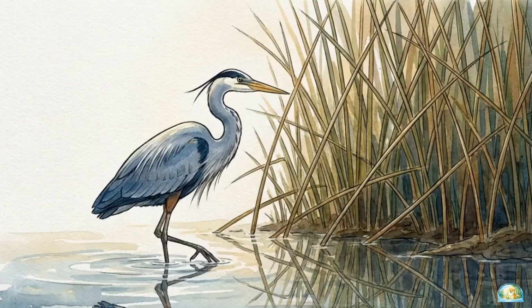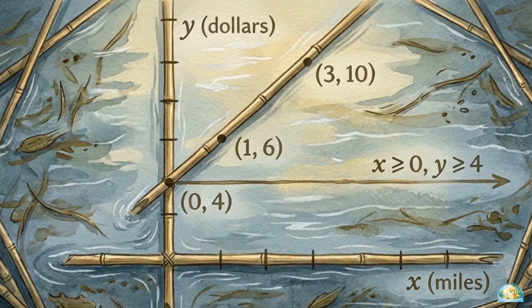Graph the taxi model y equals 2x plus 4 for x greater than or equal to 0, and label the axes for miles and dollars. Use x for miles on the horizontal axis and y for dollars on the vertical axis. Plot points like (0, 4), (1, 6), and (3, 10). Draw the ray through the points only for x greater than or equal to 0.